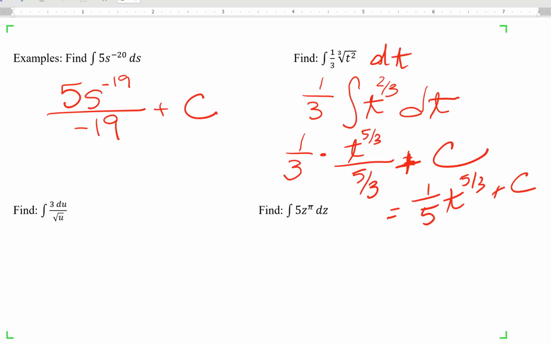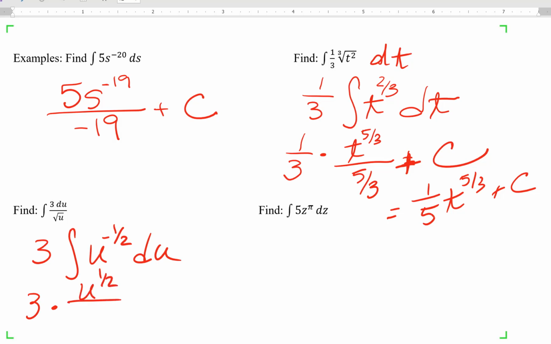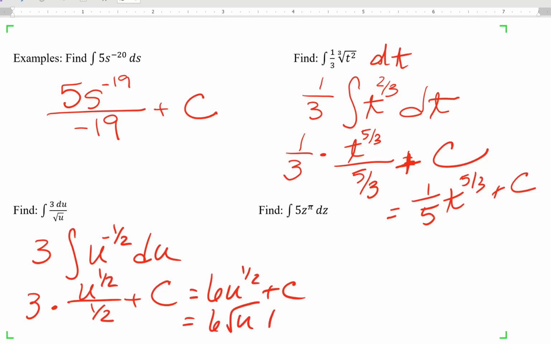All right, the next one over here is the integral of 3 du over the square root of u. First of all, I can put the 3 on the outside of the integral, and then 1 over the square root of u is just u to the negative 1/2, and then you've got your du. I'm going to do the exact same rule. 3 times, I add 1 to the exponent, so that gives me u to the 1/2, and I divide by the exponent plus 1, which is also 1/2, and plus c. So that's going to be 6 u to the 1/2 plus c, or you could write it 6 square root of u plus c.